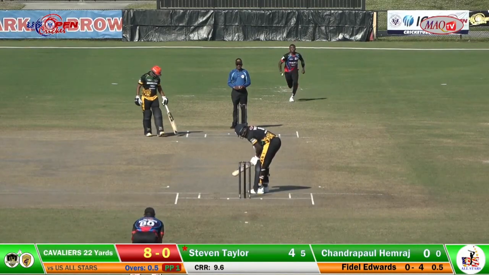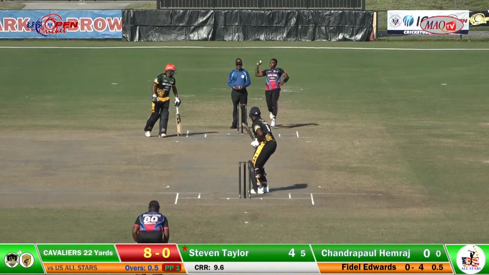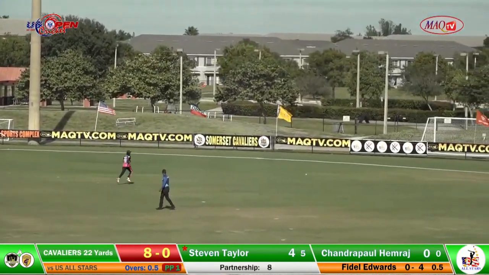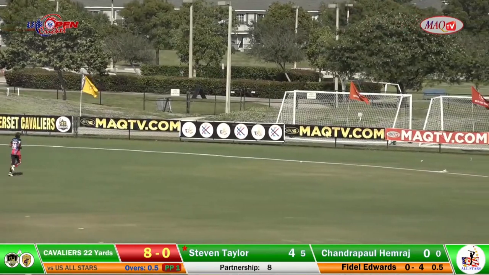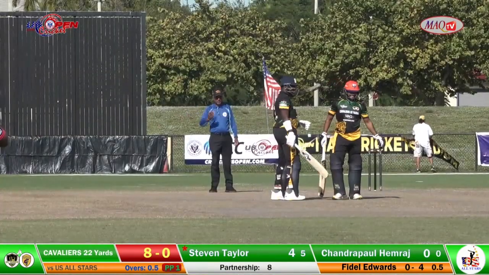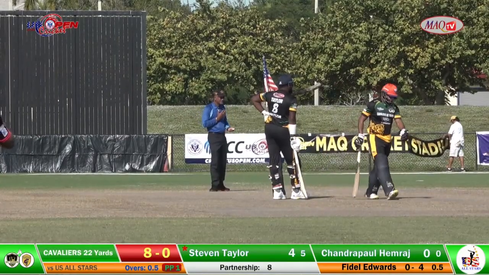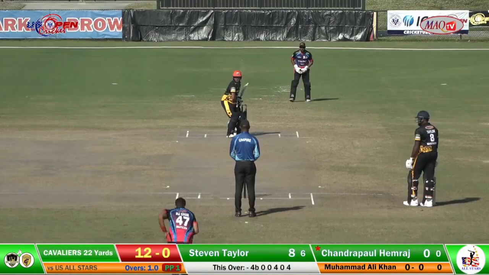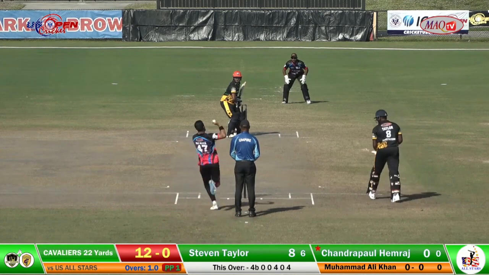Edwards, again, runs in. Well, that's a good delivery, swinging late into Taylor, but they say fortune favors the brave. Taylor drove at it. He's laughing at Fidel Edwards. And that one goes to the boundary for 4. 12 without loss. Opening bowlers. Here's Ali, runs away from us.